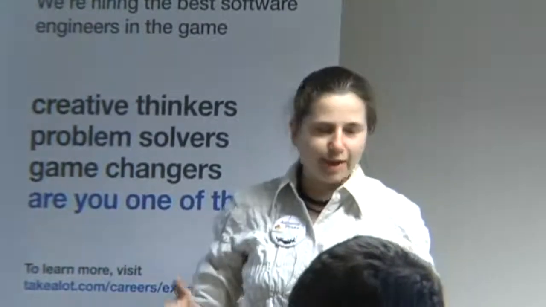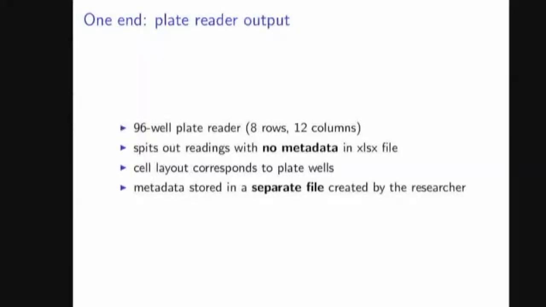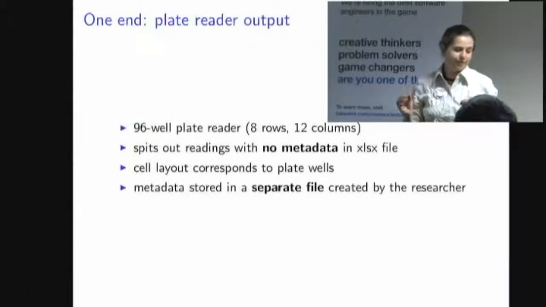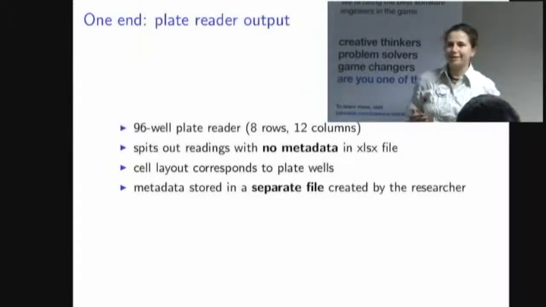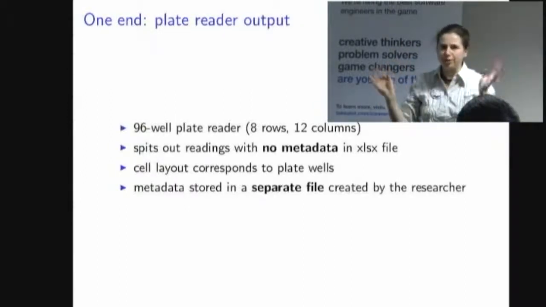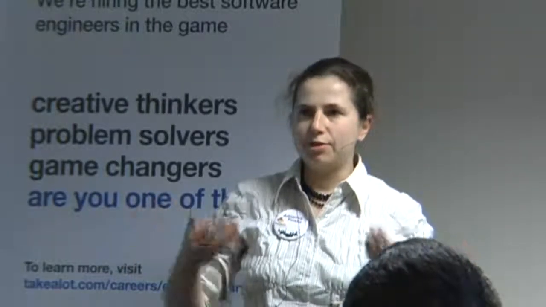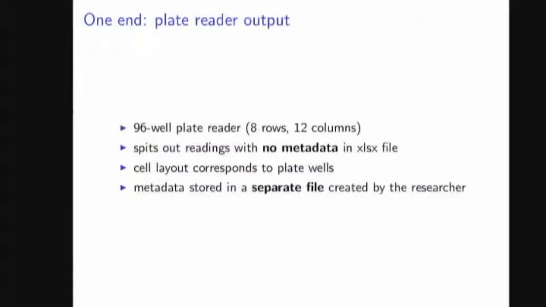So at one end of this process is the plate reader. The plates that go into this plate reader have 96 wells. There's 8 rows and 12 columns. This is apparently quite a standard format. And the plate reader spits out the readings in an Excel spreadsheet, fortunately in XLSX format and not XLS. But there's no metadata associated with these readings. It's just a grid of numbers, and the plate reader doesn't know or care which compounds are in which wells. So that metadata is stored in a separate file, which is created by the researcher who uses the plate reader and puts chemicals in it.